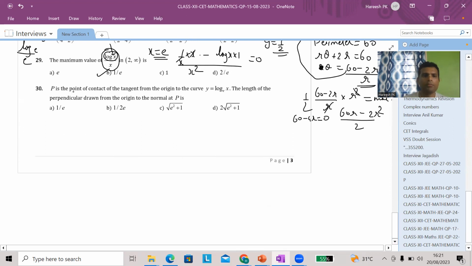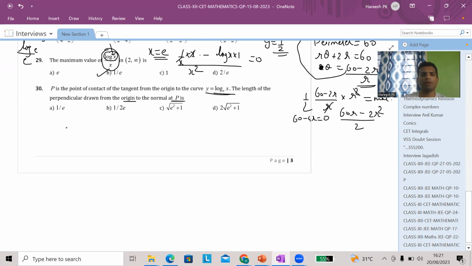Next one. P is a point of contact of the tangent to the curve y is equal to log x. Find the length of the perpendicular drawn from the origin to the normal at P. So let's first find the equation of the normal at P, and then the perpendicular from the origin, right?